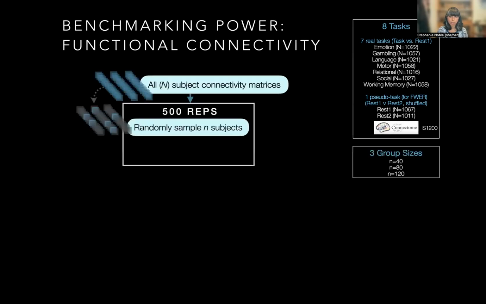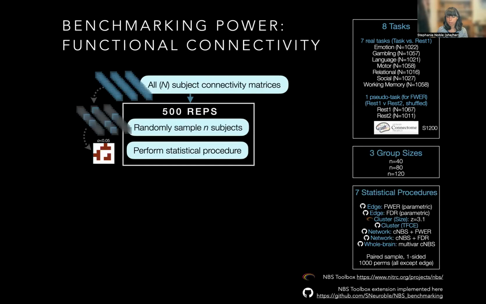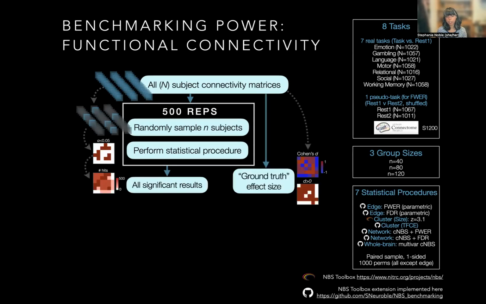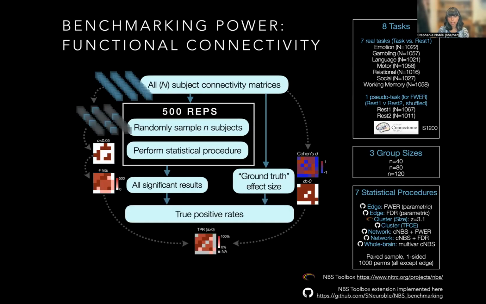Again, all subjects, subsample 500 times, using 3 group sizes here, and 7 inferential procedures that go from the lowest level of inference to the highest at the whole brain, and the lowest being the edge. And we aggregate all significant results and compare to the ground truth from all subjects. And then we compare these two things to estimate true positive rates. So again, this is yet another benchmarking procedure, and this is applied to functional connectomes.